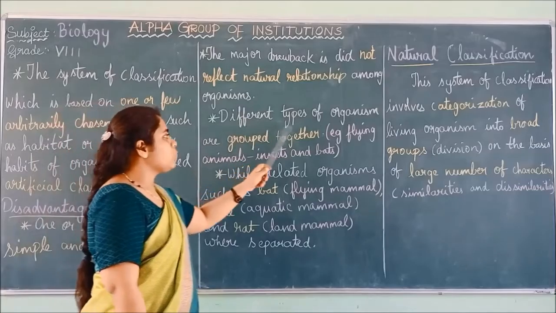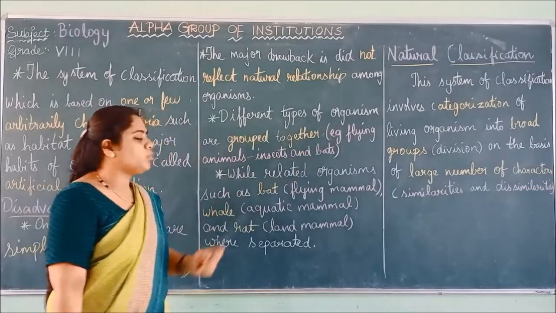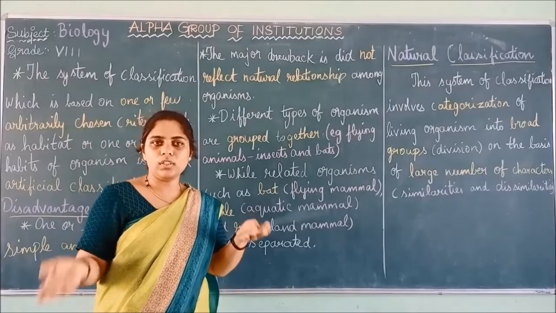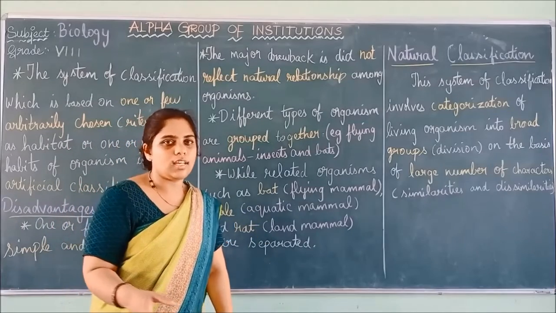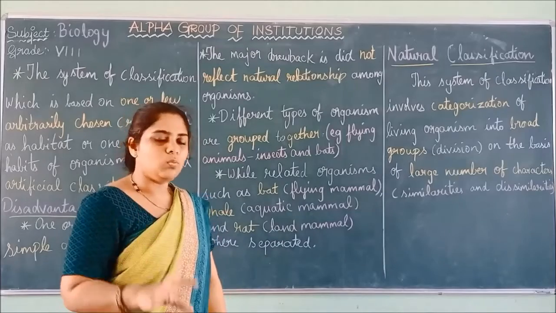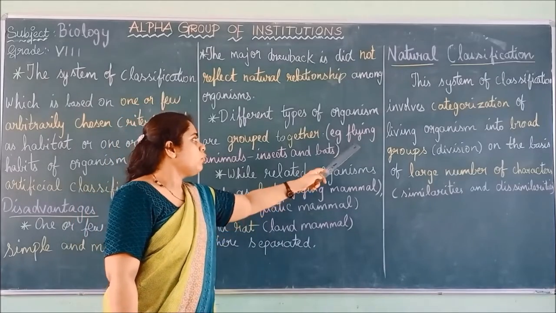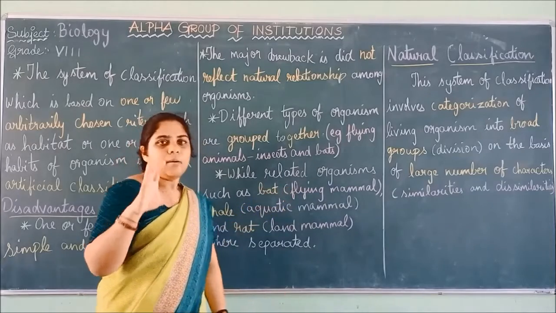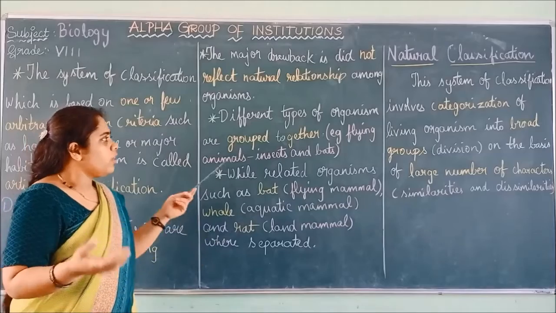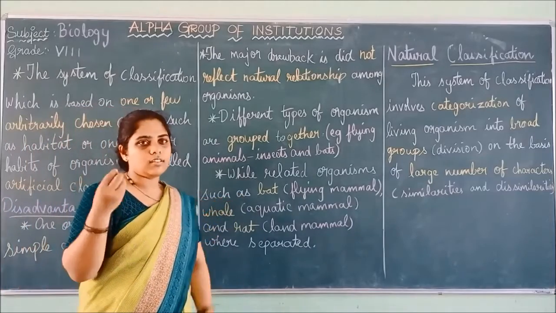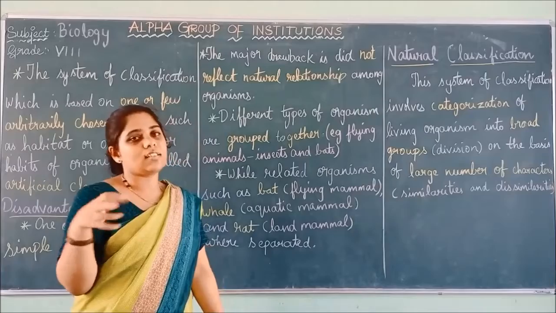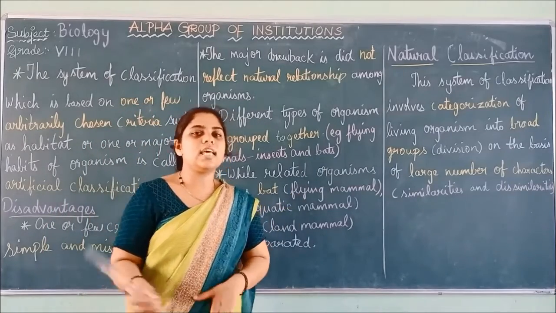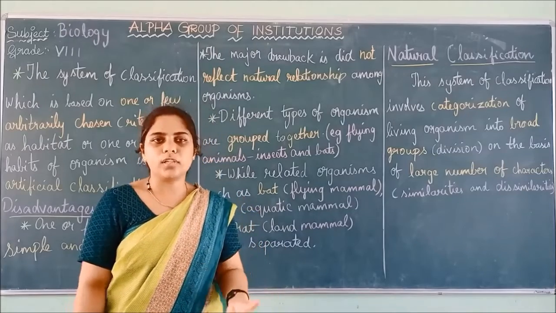And different types of organisms are grouped together. Those which are not related, which are totally different, are grouped under one group. For example, flying animals, insects and bats, are put under one group. Insects are different. Bats are another different. Since they are flying, they cannot be put under one roof.